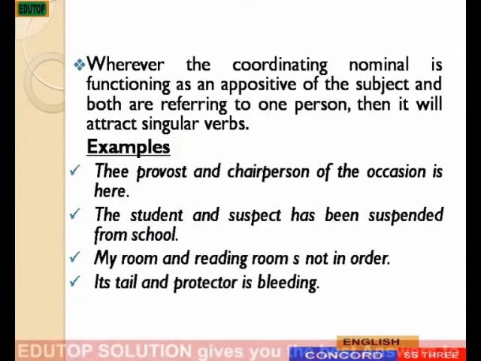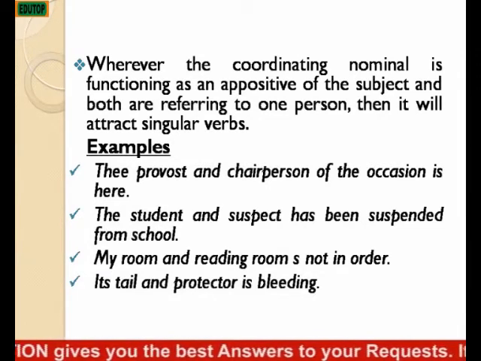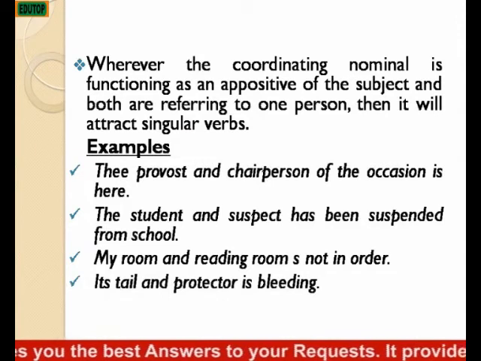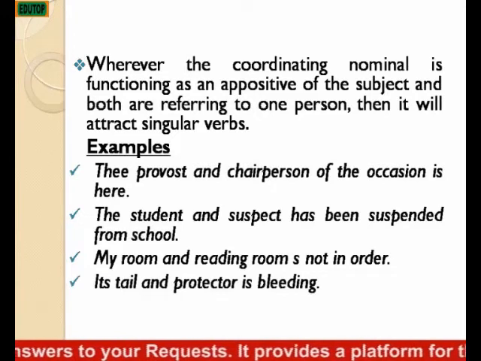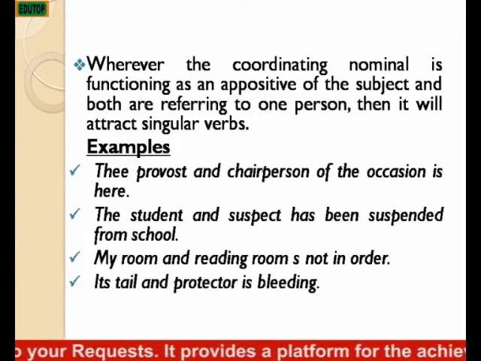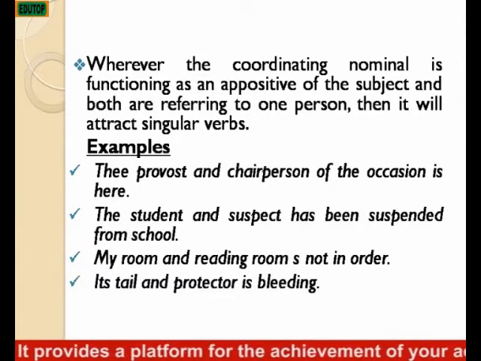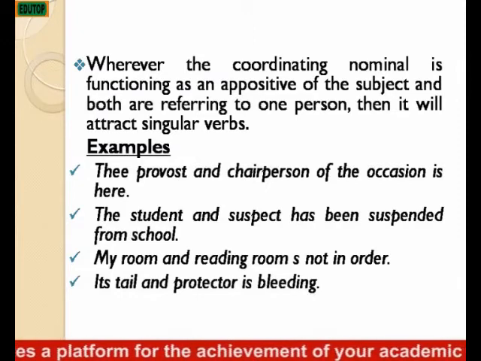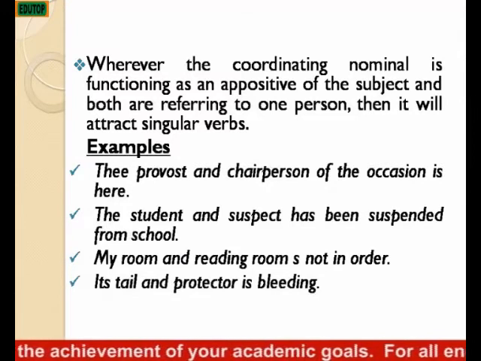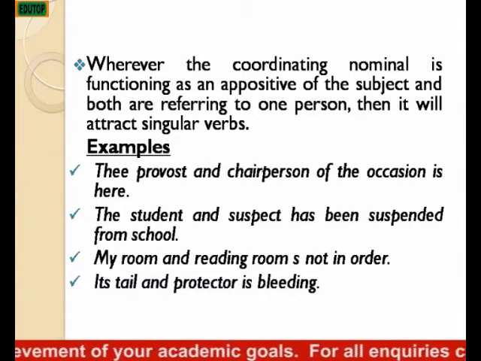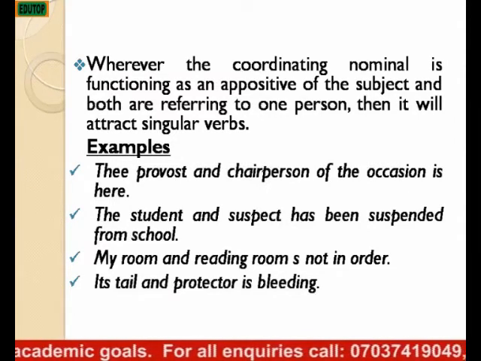Wherever the coordinating nominal is functioning as an appositive of the subject and both are referring to one person, then it will attract a singular verb. Example: The provost and chairperson of the occasion is here. Now we have two nouns in the sentence, the provost and chairperson, but the two titles are referring to just one person. That is, the same person who is the provost is the chairman. So we use a singular verb. So that is why we have: the provost and chairperson of the occasion is here.